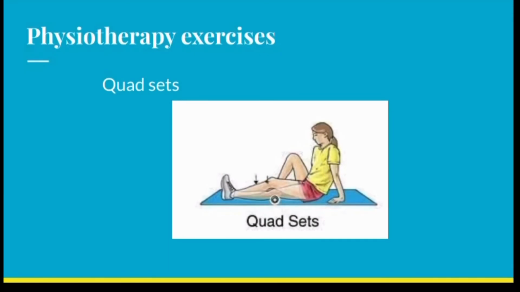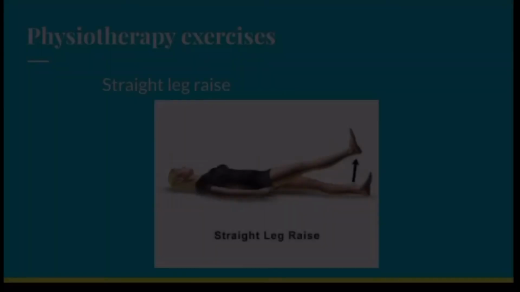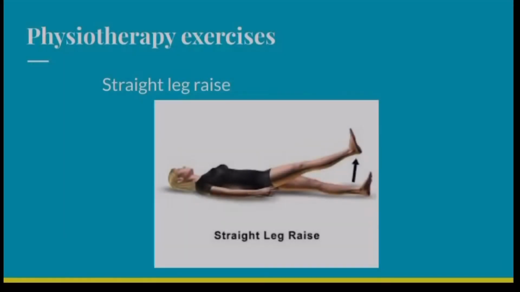Another recommended physiotherapy exercise is a quad set. This exercise is done by sitting on the floor with your injured leg straight and your other leg bent. Then, you'd press the back of the knee of your injured leg against the floor by tightening the muscles on top of your thigh. This position should be held for 10 seconds, and it's best to do 2 sets of 15.